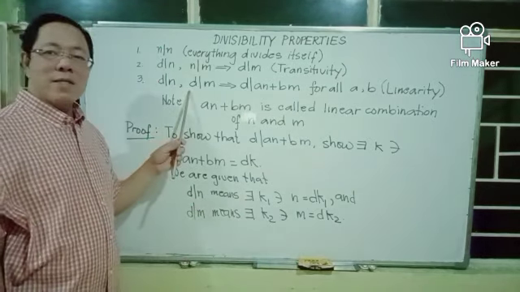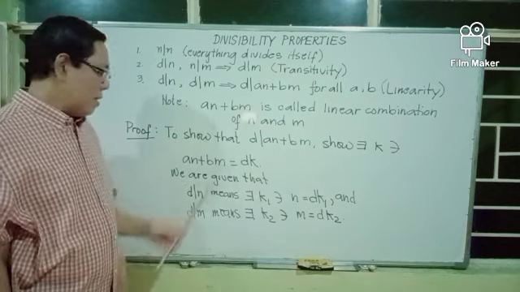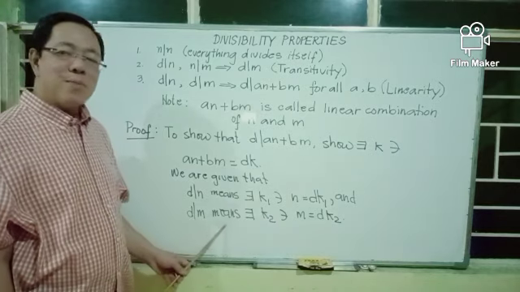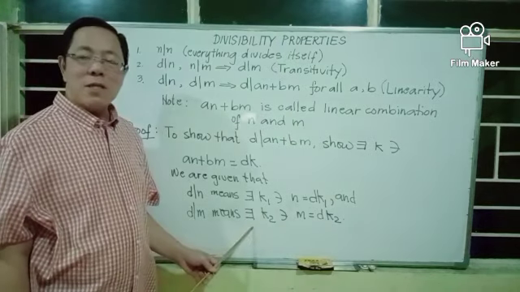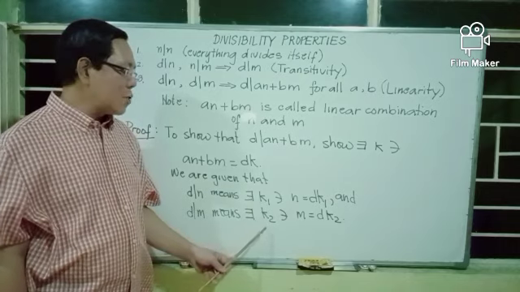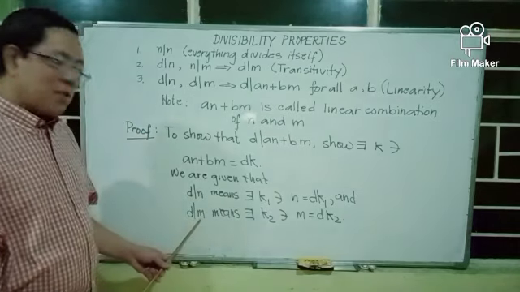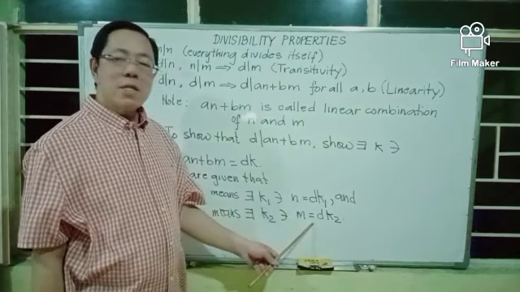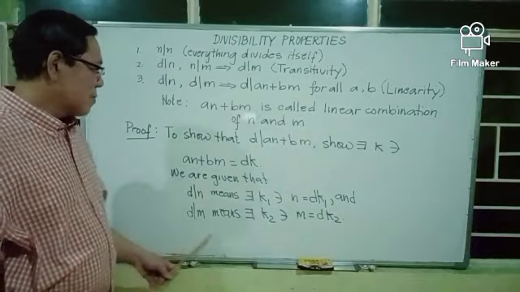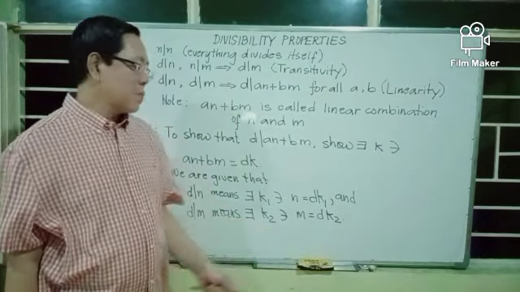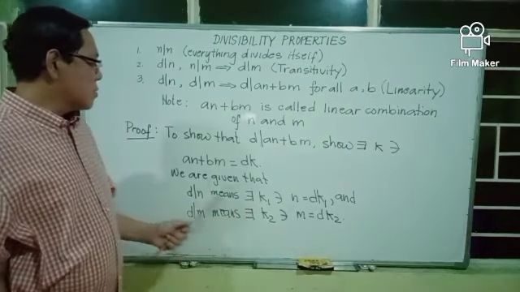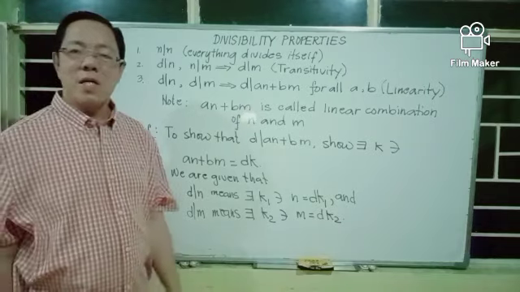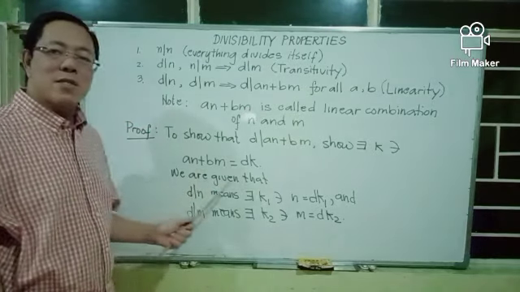Also, we are given that d divides m. D divides m by definition of divisibility means that there exists an integer which I denote by k2 such that the integer m is equal to the product of the divisor d and the integer k2. And we will make use of this to show that there is an integer k such that this is true.